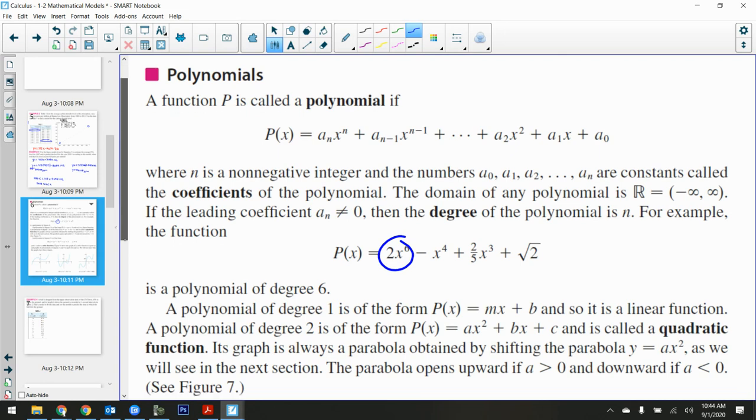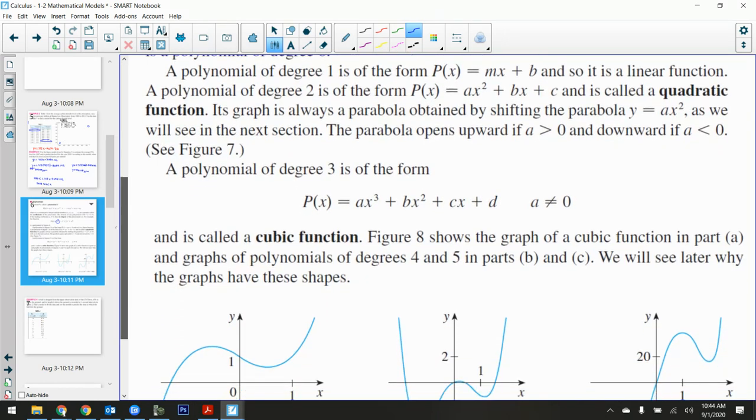Its graph is always a parabola, okay? And you just shift that parabola around. As we will see in the next section, the parabola opens up, and the next section is all about transformations, section 1.3, that we'll talk about. The parabola opens up if A is positive. If A is negative, it's going to be a frowny face.